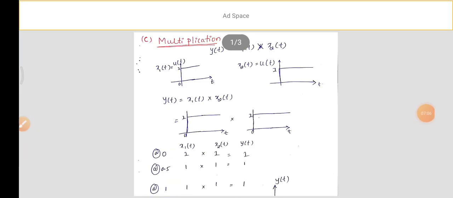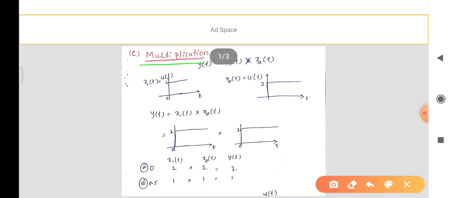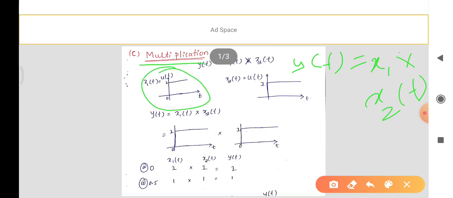Now we'll start with the multiplication. Another basic operation, that is multiplication. So now y of t will be equal to, if you have two signals, you can multiply those two. So x1 of t into x2 of t. Now you just observe, x1 of t is one signal, and x2 of t is another signal. Let's multiply and see what we get.